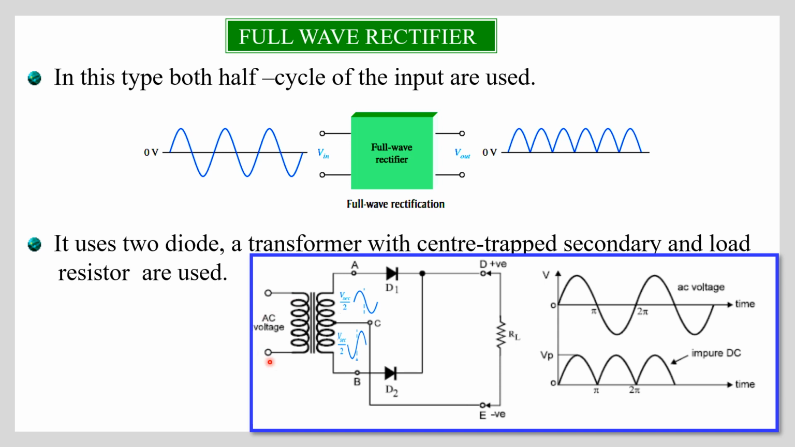So it uses two diodes, a transformer with a center tap secondary, and a load resistance RL. Here the secondary is center tapped. We connect two diodes D1 and D2, and across them a load. This is your input AC voltage, and for the positive half cycle as well as the negative half cycle we get the output. So bidirectional AC is converted into unidirectional DC.